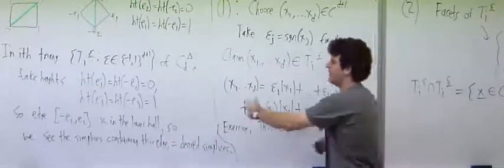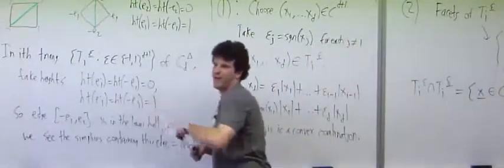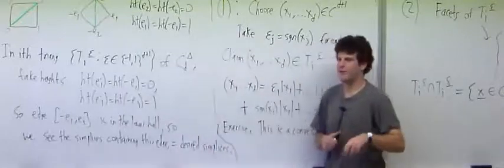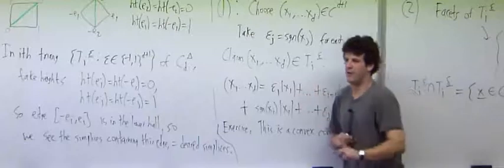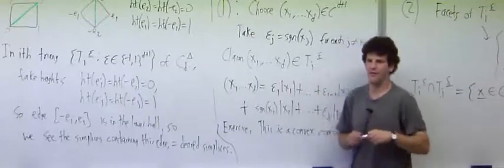So this doesn't look very generic, right? I took a whole bunch of things to the same height. But it turns out there's just so few choices I need to make. There's so few possible triangulations that this is all I need to do. Questions?